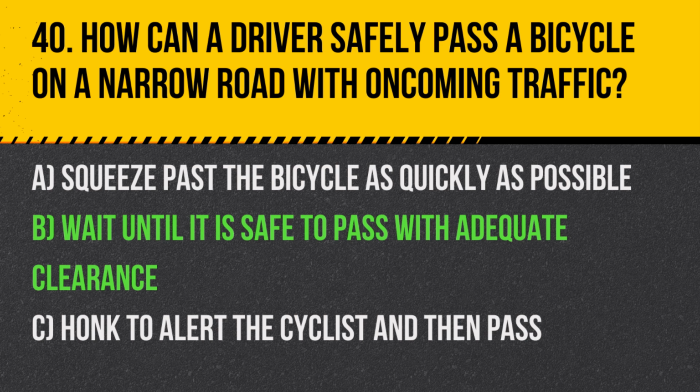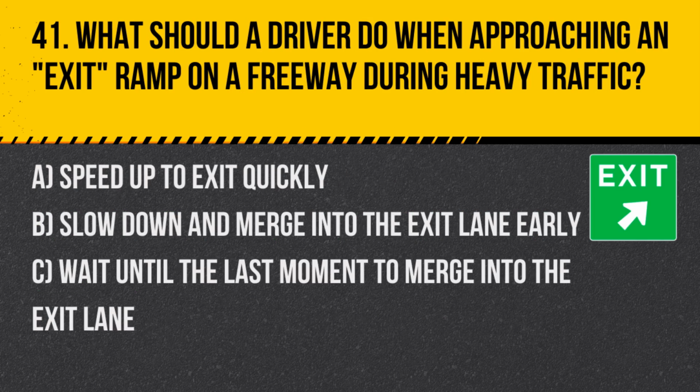Answer B. Wait until it is safe to pass with adequate clearance. Safety of the cyclist and oncoming traffic is a priority. Question 41. What should a driver do when approaching an exit ramp on a freeway during heavy traffic? A. Speed up to exit quickly. B. Slow down and merge into the exit lane early. C. Wait until the last moment to merge into the exit lane.